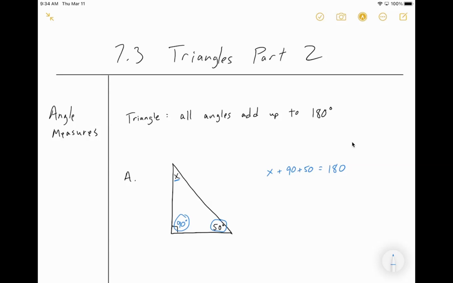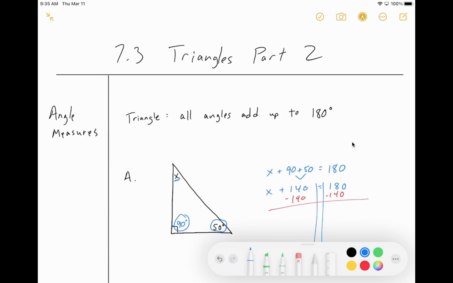So then you say, okay, let's simplify this a little bit. 90 plus 50 is 140. So x plus 140 is equal to 180. And then you can go ahead and solve this. Draw a nice line. This means subtract 140 on both sides. And that means that x is equal to 40 degrees.